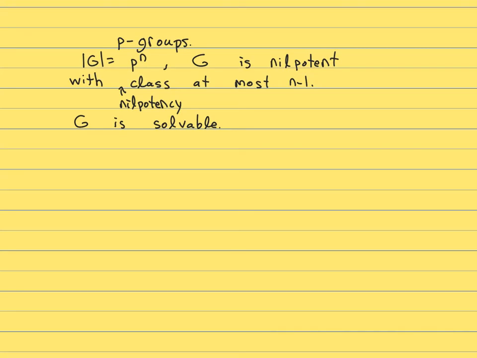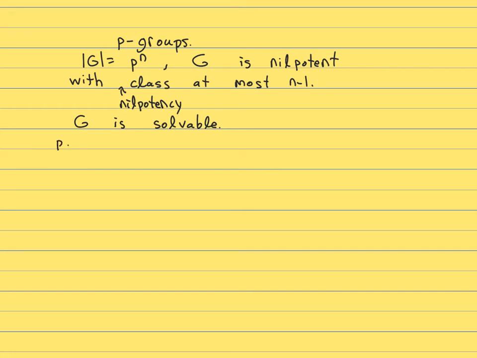So while not all groups of prime power order are abelian, in all of them you can find a subnormal series so that the quotients are abelian. And not only that, you can find a subnormal series by continually taking centers and then centers of quotients. And you're guaranteed to get all the way to the whole group. That's what this statement is saying. And you only have to do this at most n minus 1 times.